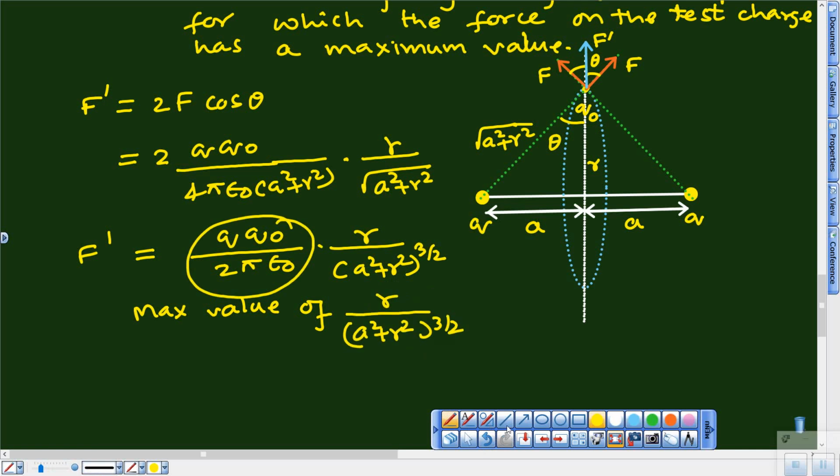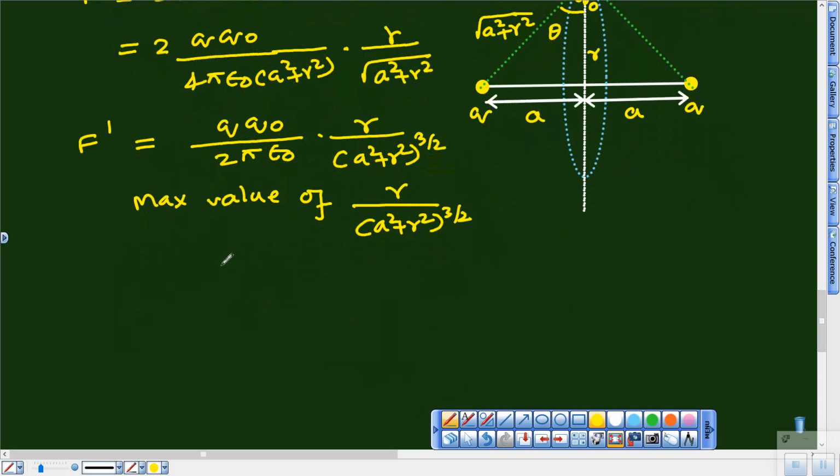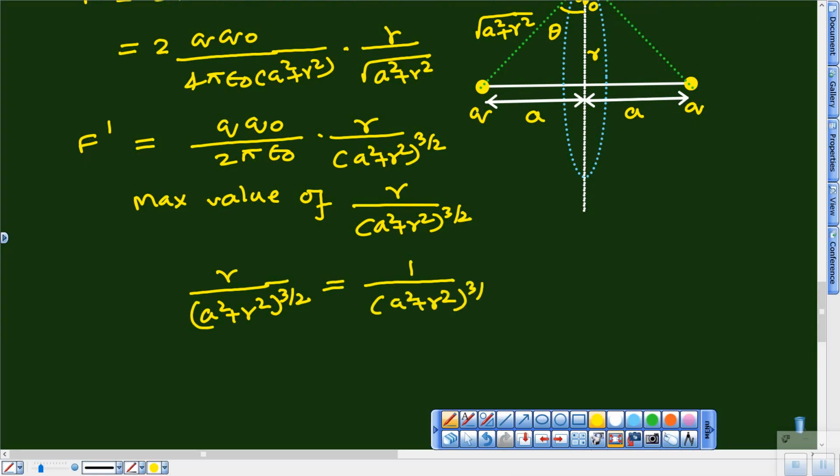So we can afford to do that. I have to write again a square plus r square raised to the power 3 by 2. See, the same thing, r upon a square plus r square raised to the power 3 by 2, can be written as 1 upon a square plus r square raised to the power 3 by 2 upon r.